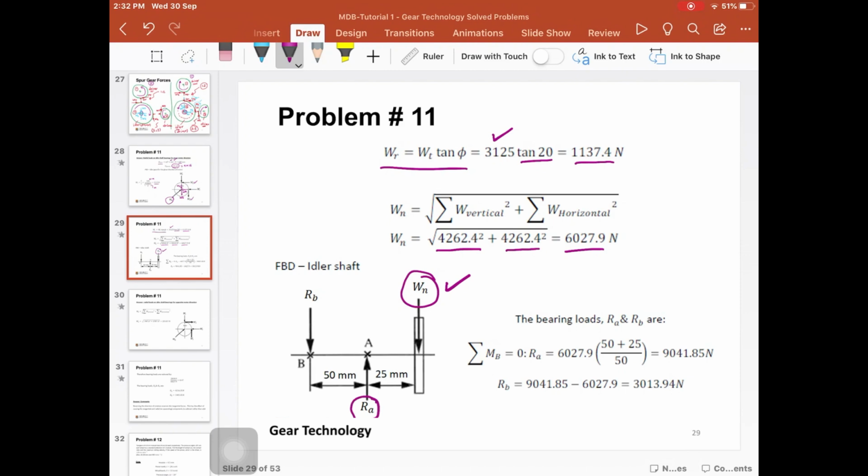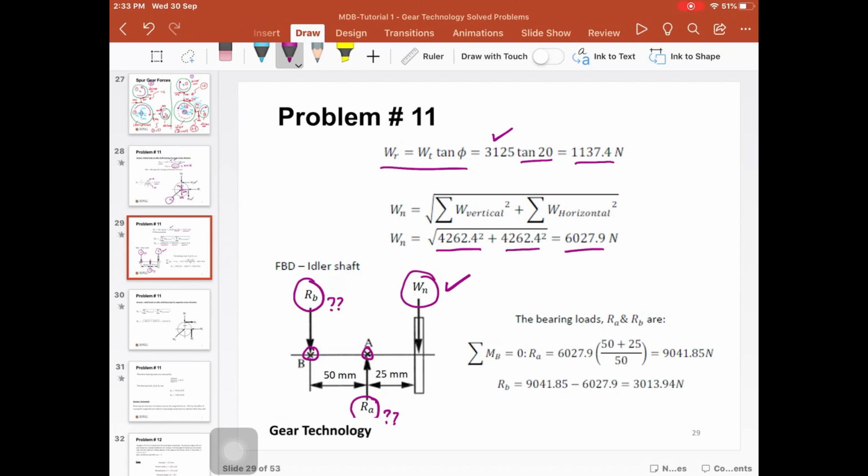Okay, so Wn is known now based on Pythagoras theorem. Then we have to calculate both the reactions on the two bearings of the shaft, or the idler shaft, based on the geometry of the shaft. So we consider that we have a single force only applied to the shaft, and then we have RA and RB, the reaction forces, which are unknown. So using the equilibrium equations here, we can calculate both the reaction forces at point A and point B.